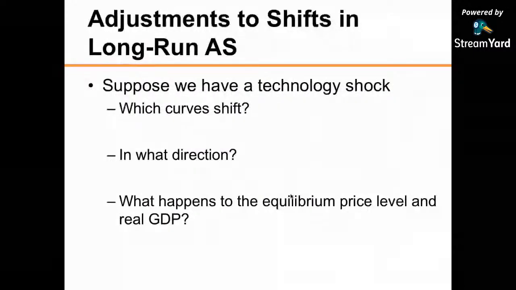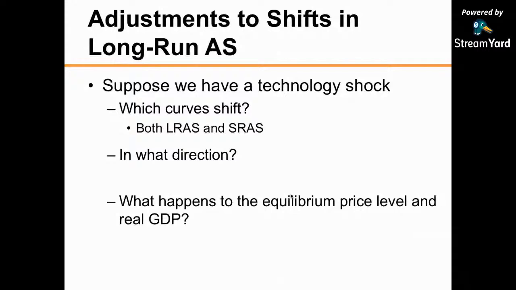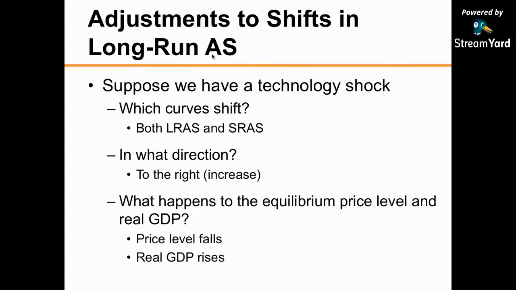Now, adjustments to shifts in long-run aggregate supply. Suppose we have a technology shock. I popped that one a little bit early, so I'll give you guys this answer. Which curves will shift? Long-run aggregate supply and short-run aggregate supply will shift if we have a technology shock. Now, what direction will these shift? A technology shock, in this case, will shift them to the right. It'll increase them. We had a surprising amount of new technology. And then what will happen to price level and equilibrium? Price level will go down. New technology will make it less expensive to produce. And real GDP will rise. So that's what's going on here.